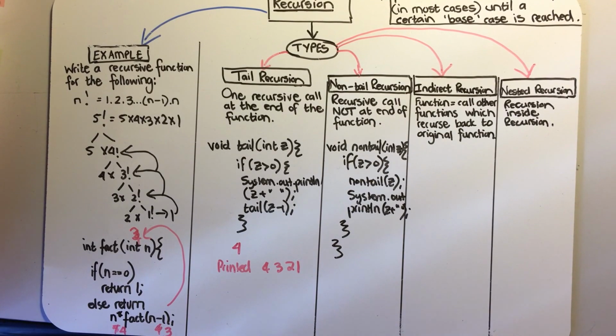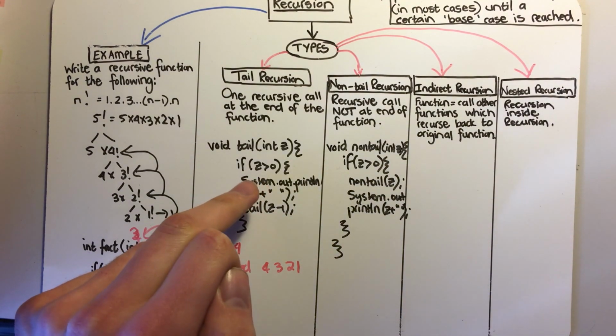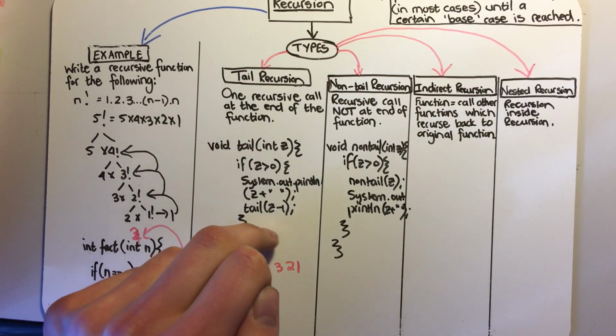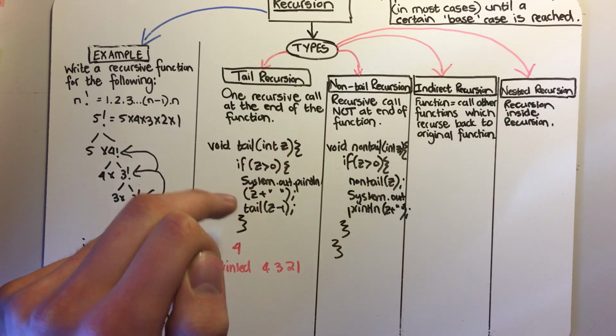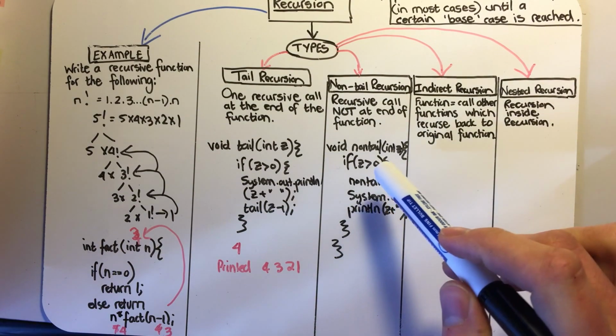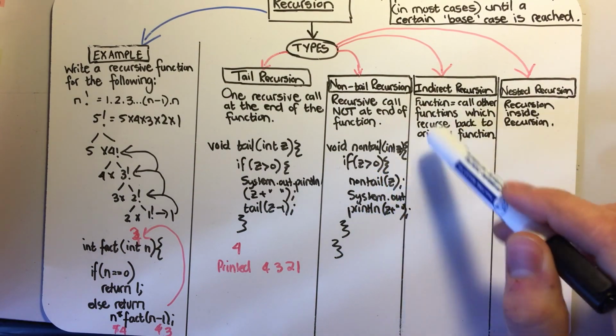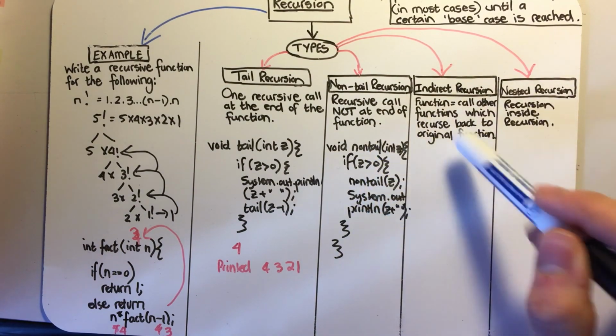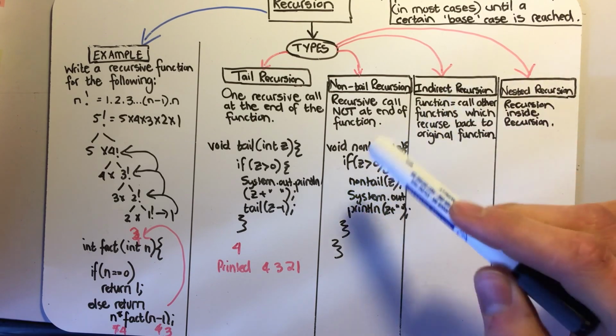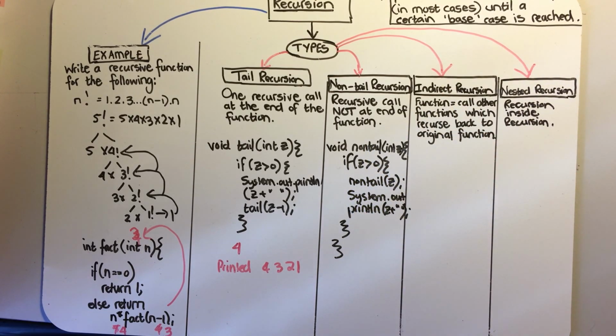Okay, so what is different between these two? Well, in the one you're printing out first the value, and then you're doing the recursive call to the function. And in this one, you're first doing the recursive call. So you're going to go through all the recursive calls first, and then come back and print them out. So it's going to be printed out the other way around.